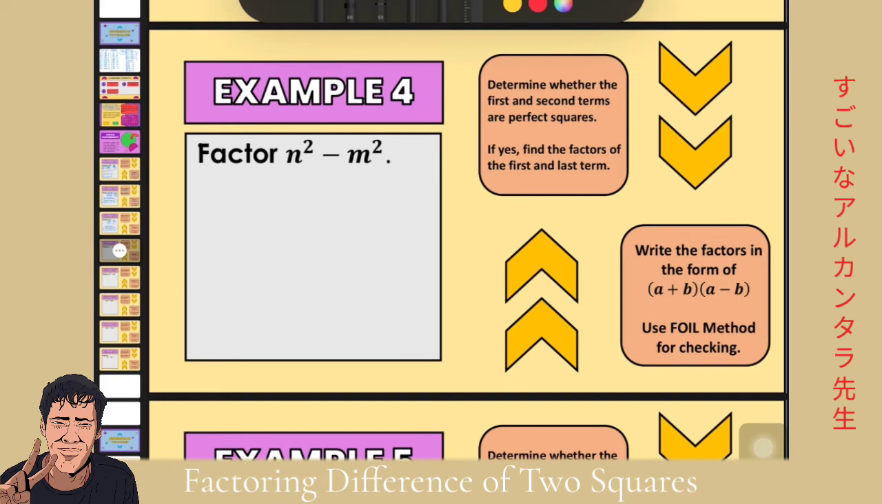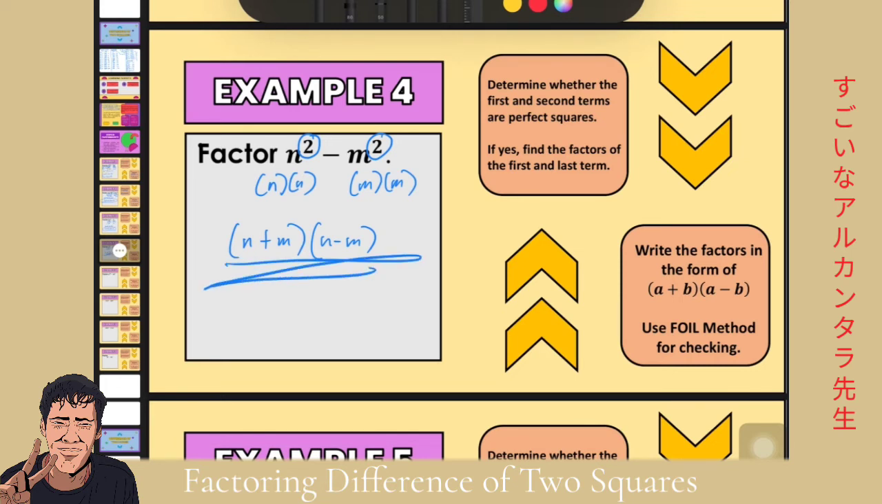Similarly here, we just change the letters or the variable, but it is still a perfect square because this is an even number. The operation is still minus, so this is a difference of two squares. N squared is n times n, m squared is m times m. So you can have here basically n plus m as your first binomial and n minus m as your second binomial. As easy as that. No need to overcomplicate things, class. Okay? So this is your final answer for this one.